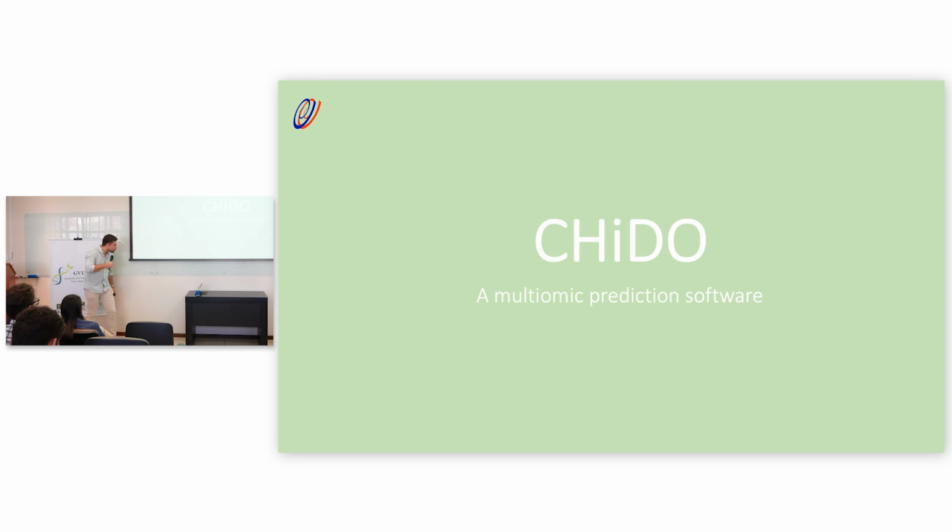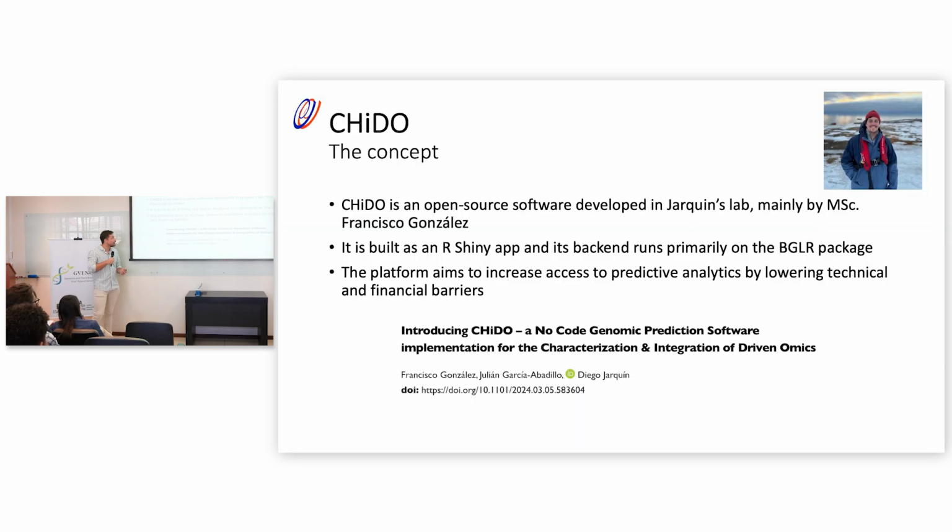Okay, I guess I have 4 minutes. Now I want to talk a bit about Chido, which in Mexican Spanish means cool. It's a software that we have developed for this kind of application in Diego Harkin's lab.